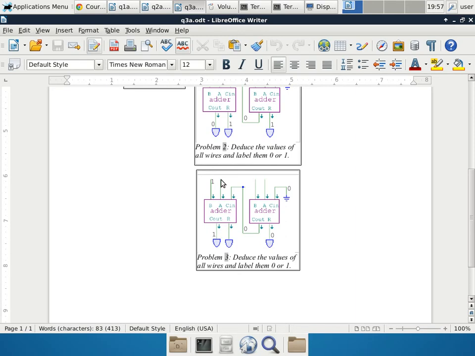It has to be a 1 because otherwise we cannot make the carry out a 1. And since this is a 1, this is a 0, this is another 1. 1 plus 1 is a 0. So R itself is going to be a 0 for this particular question. Right? So that's it.